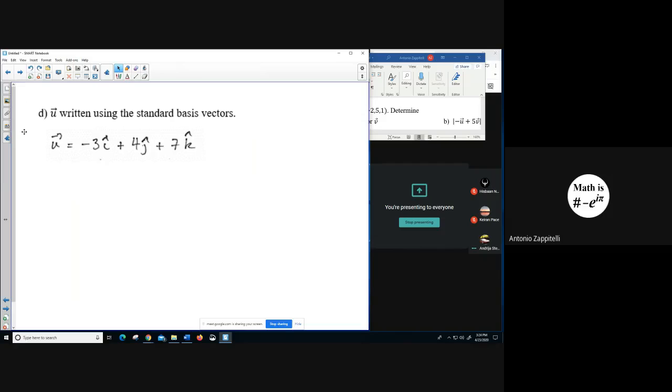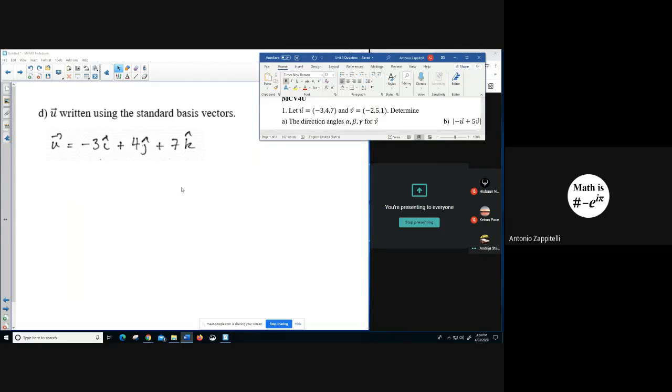All right. Here, using the standard basis vectors. So notice here I use the symbols instead of writing this as negative 3 times 1, 0, 0, 4 times 0, 1, 0. I might as well use these symbols. So i, j, and k are the official symbols for our three standard basis vectors. All right. So essentially, it's just the x component times i, the y component times j, and the z component times k. All right. Any questions on number 1?